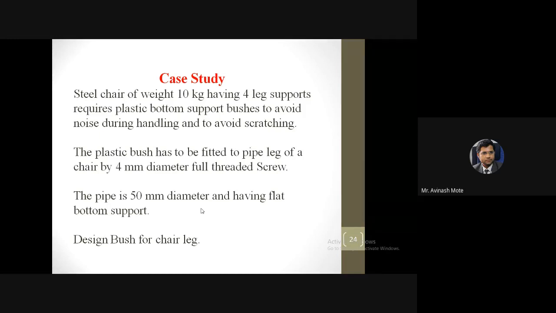4 legs, each leg with a diameter of 50 millimeter pipe. Weight of the chair 10 kg, and the bush will be adjusted to the leg by using a 4 millimeter diameter screw. Okay, that's the information we are having. And what is asked? Design the bush. Only this kind of simple examples are there.